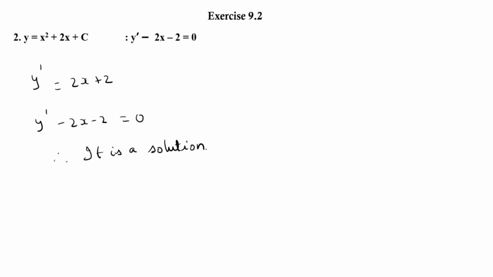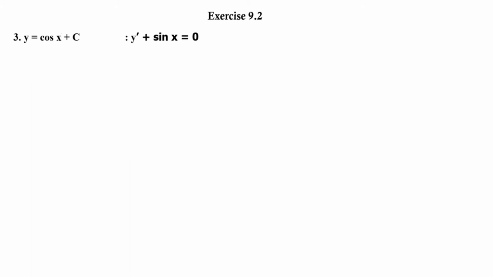The next question, y is equal to cos x plus c, and we have to check whether it satisfies the differential equation y dash plus sin x is equal to 0. So it is given y is equal to cos x plus c. So we have y dash is equal to minus sin x. From this we have y dash plus sin x is equal to 0, which is nothing but the given differential equation. So therefore, it is a solution.